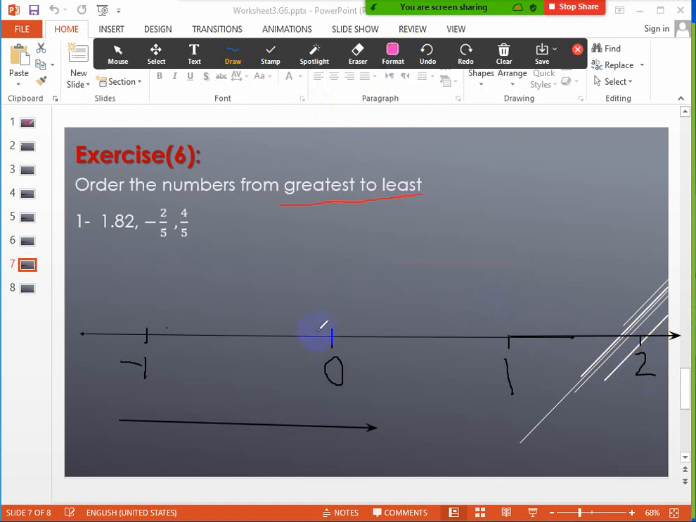Now the first number is 1.82. So it will be on the right side of 0, between 1 and 2, right? Now let's choose Maryam. Yes, Maryam. Hi, Maryam. Okay, 1.82 between which two numbers I said?